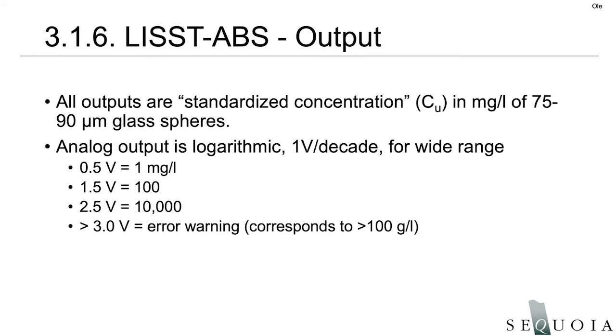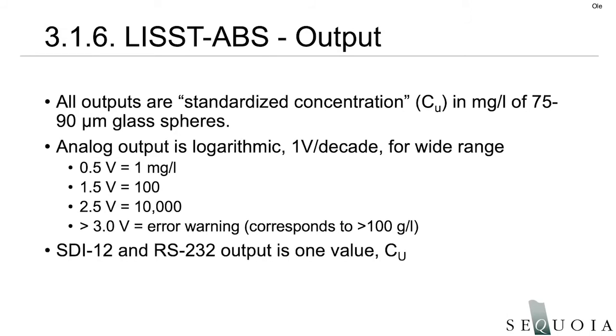So if you have an analog sensor and you're logging the analog signal, then you have to do a little bit of math just to convert that voltage into an actual concentration afterwards. However, if you're using an SDI-12 or an RS-232 data logger, then the output you get is the standardized concentration directly. For example, 1,200 milligrams per liter, with no further computations having to be done.